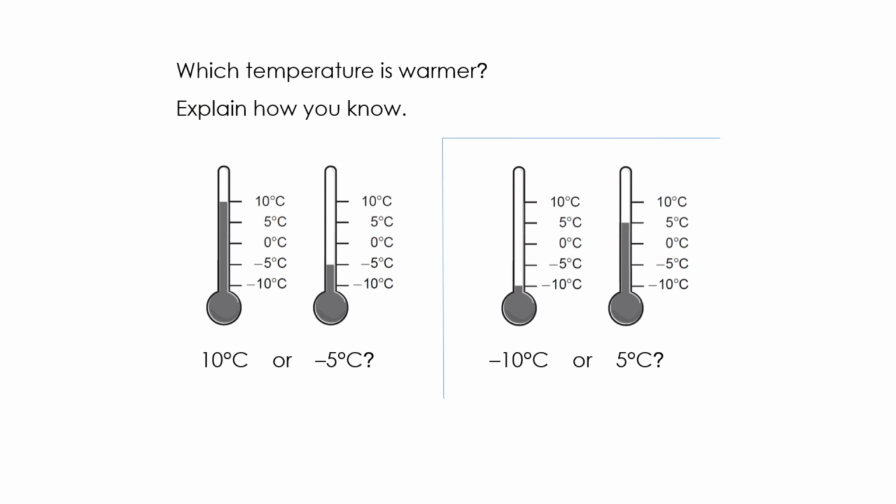So which temperature is warmer? Explain how you know. Well, 10 degrees or -5. And we know that 10 is warmer because if you've been living in Canada, you know that if you're outside in -5, you need a heavier jacket. And this next question, -10 or is it 5? Which is warmer? Well, 5 degrees is warmer. For the same reason, when you see minuses in the front, you know it gets pretty cold.